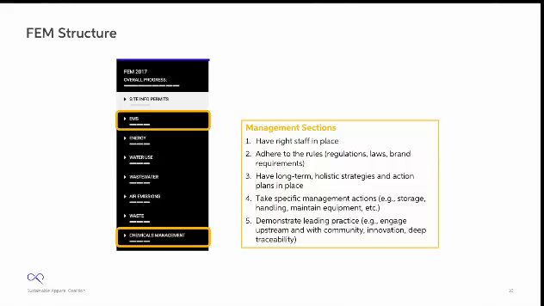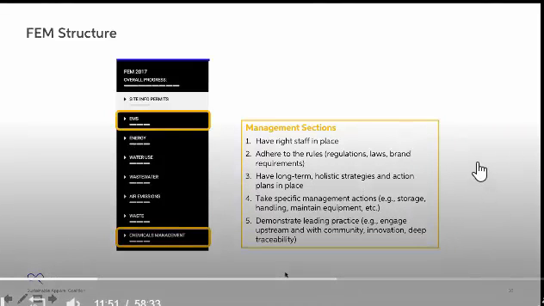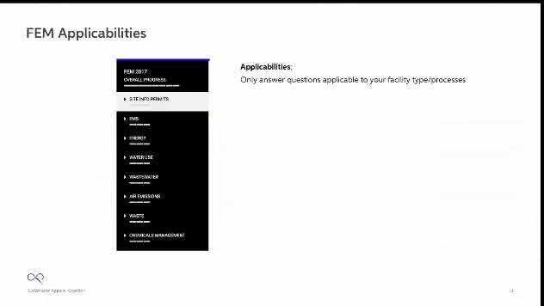And then ultimately, of course, leading practices. So are you engaging upstream or with your community? Are you driving innovation, traceability, things like that? So those are the three categories of sections that you're going to run into in the facility environmental module.